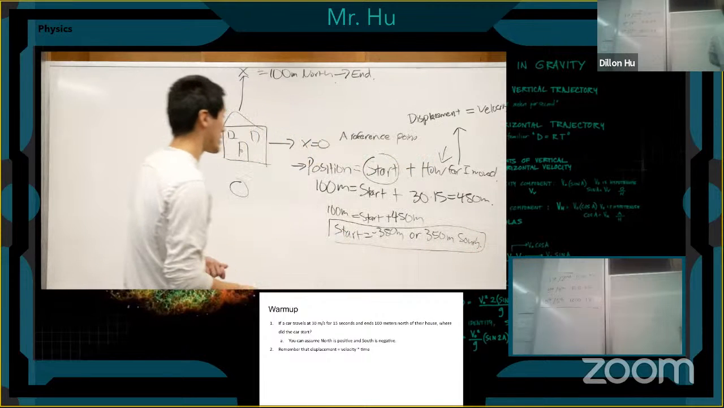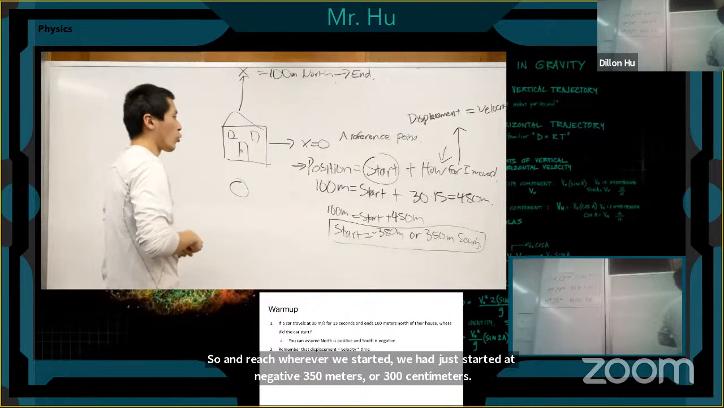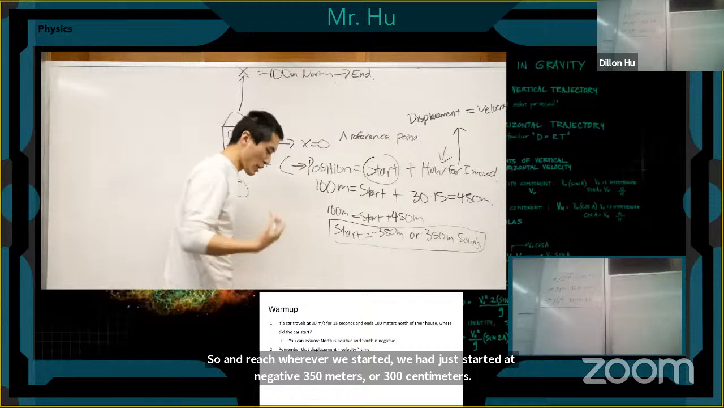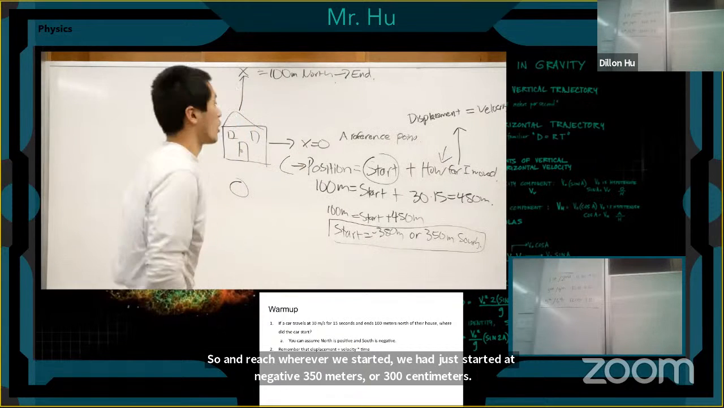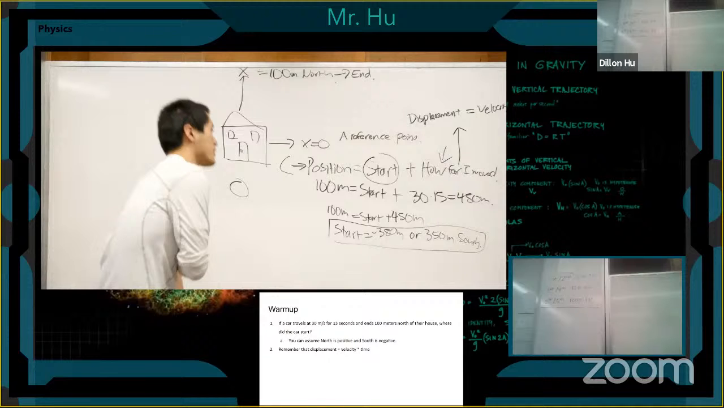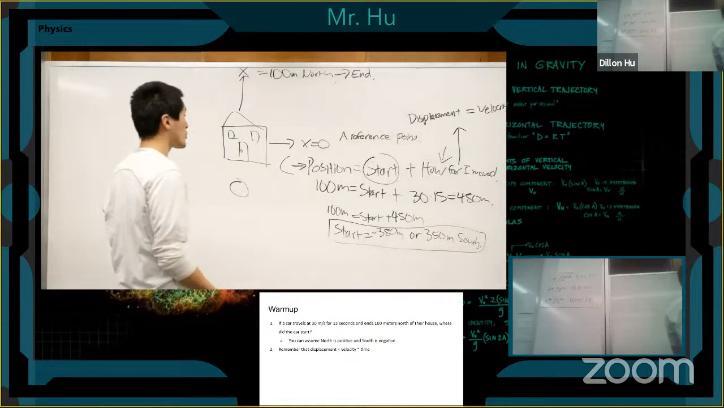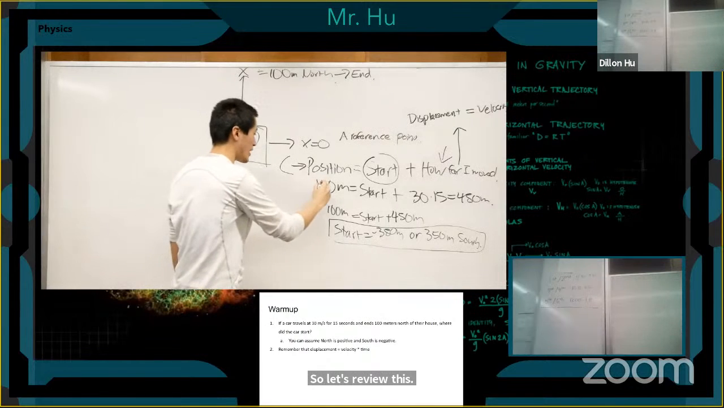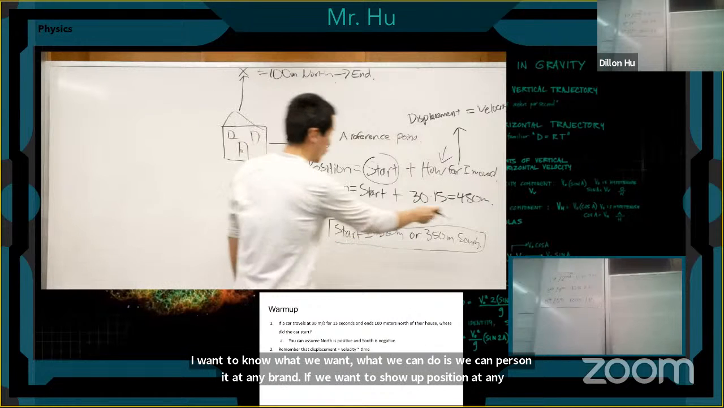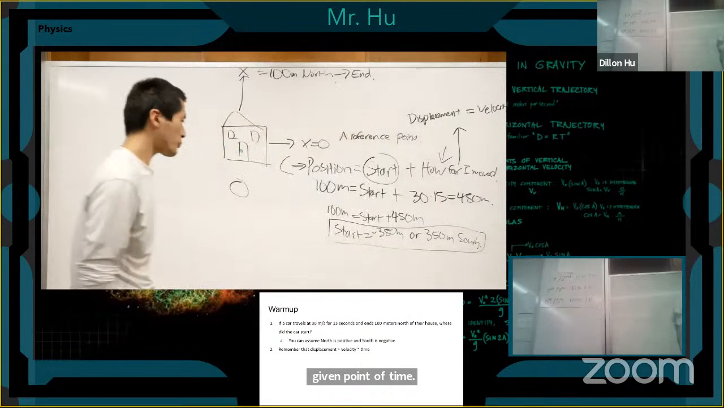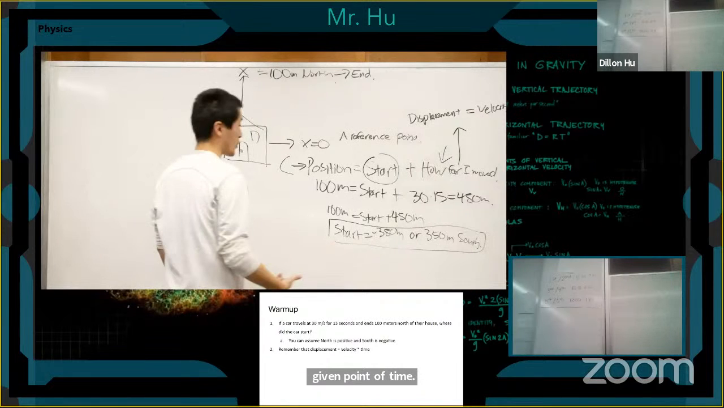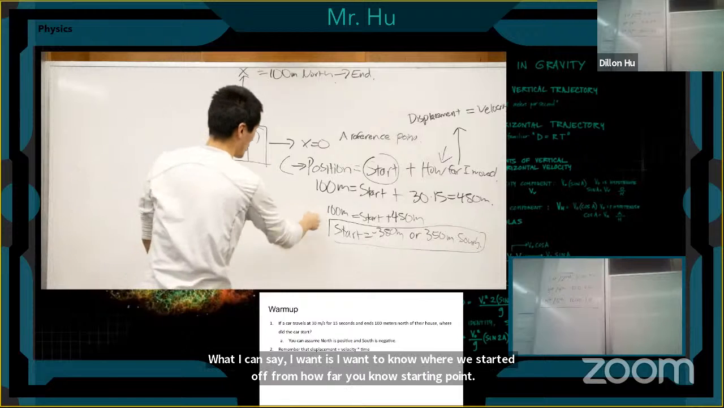So let's review this. If we want to show our position at any given point in time, I want to know where we started off from and how far we moved from that starting point. In this problem, we don't know where we started, but we do know where we ended. We ended at 100, and we moved 450 meters during this time. So we had to have started from negative 350, then we went 450 meters north and ended at a final position of 100 meters.